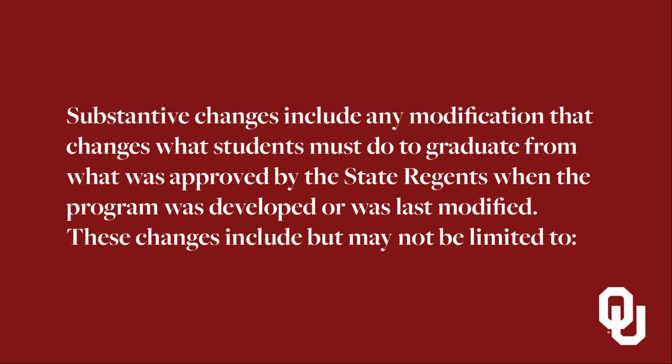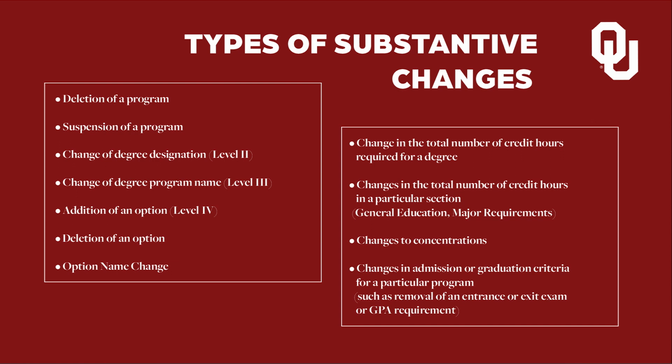Substantive changes include any modification that changes what students must do to graduate from what was approved by the state regents when the program was developed or was last modified. These changes include, but may not be limited to, deletion of a program, suspension of a program, change of degree designation, level 2, change of degree program name, level 3, addition of an option, level 4. Quick note here, options are just majors. A major is an option if there are several majors under the same level 3 program name.